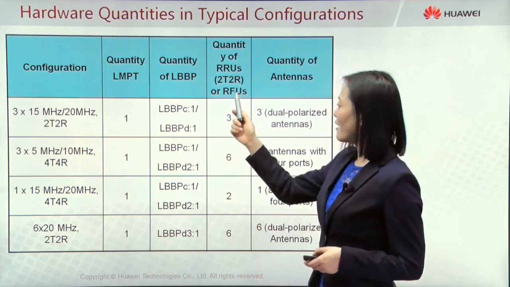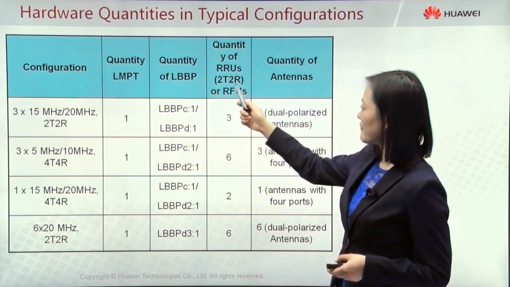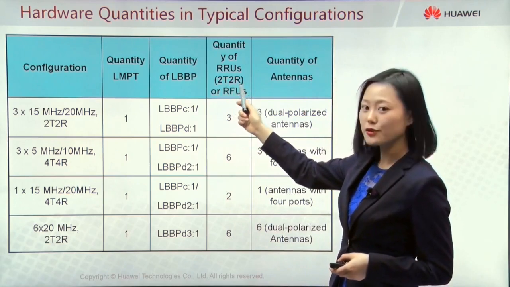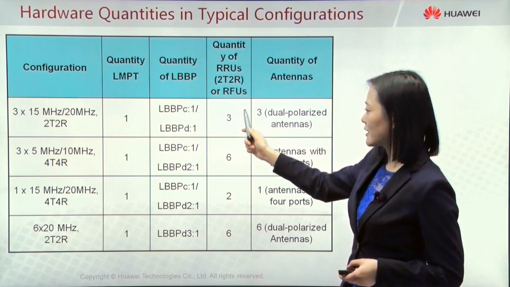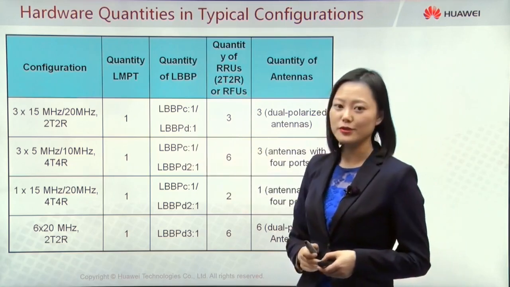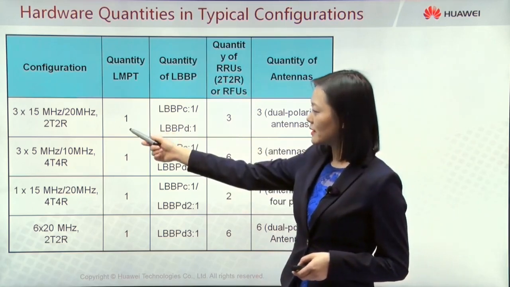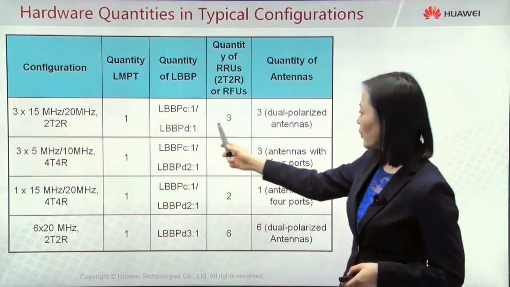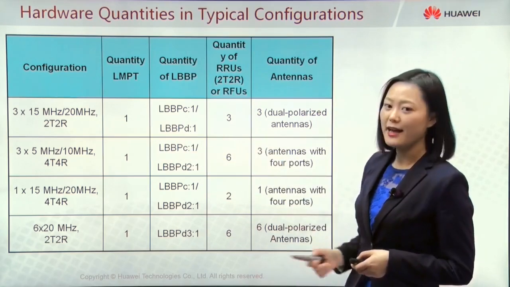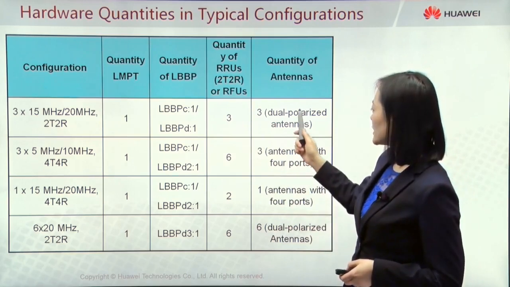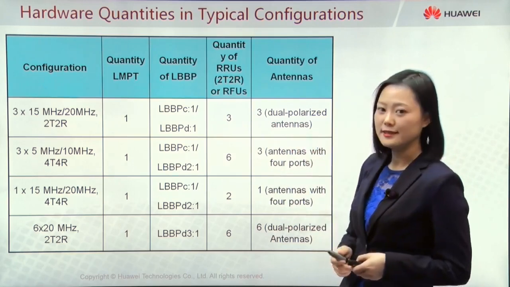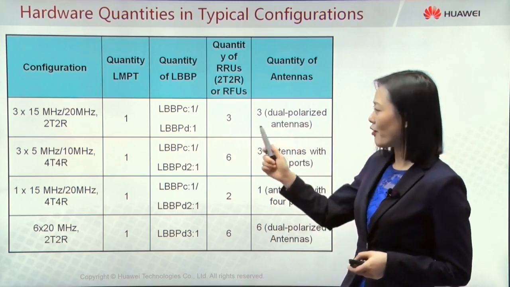And for the RF unit, we specified here is 2T2R RF unit. So each RF unit can support 1 cell 2T2R. So here is 3 cells totally, then we need totally 3 RF units. For the antenna, we need to choose a dual polarized antenna, so each cell has one antenna.